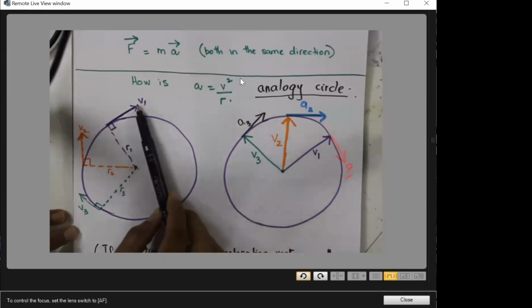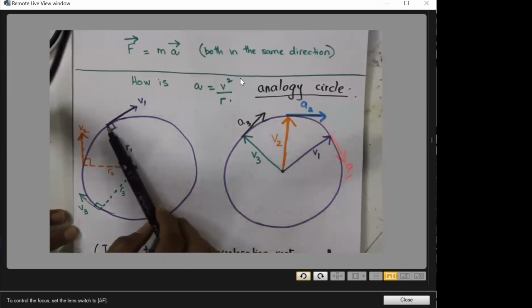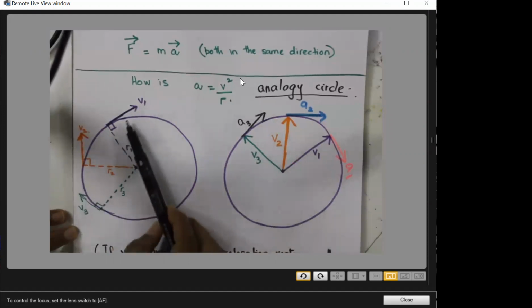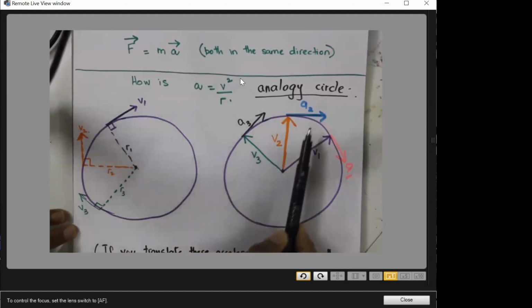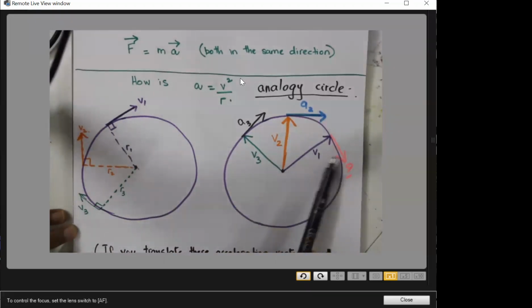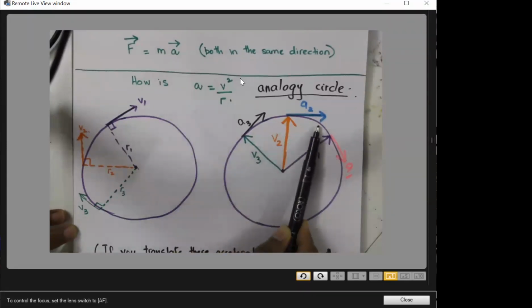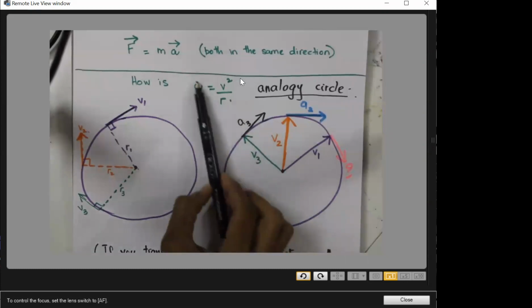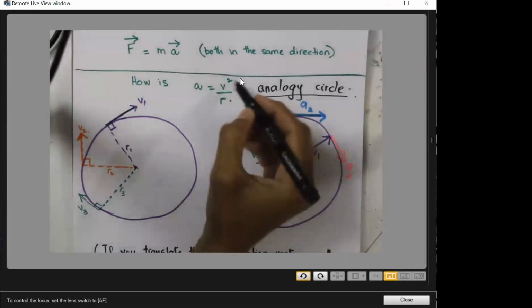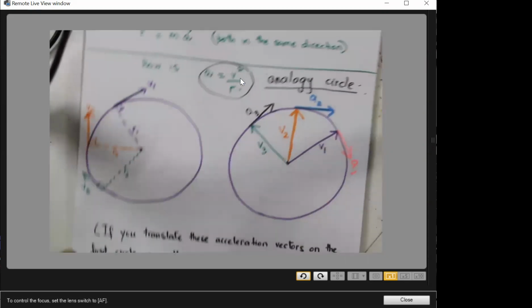Just like velocity is the rate of change of position, or you can say the rate of change of displacement with time, in the same way here, acceleration is the rate of change of velocity. Here, the rate of change of velocity is acceleration. Now, I made this analogy circle because I'm trying to prove this.